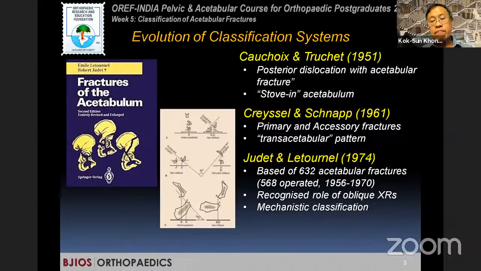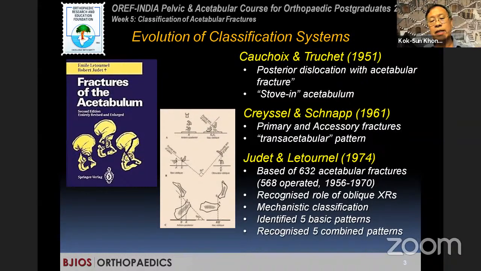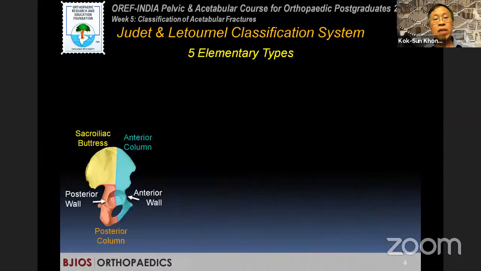And it was a mechanistic classification depending on the mechanism of injury. It was divided first into the first 5 basic patterns. And they also recognized another 5 combined patterns. So there are 10 categories, and I will go through one by one. It's remarkable that they did not have the benefit of CT scans at that time when they developed the classification. So it was all done by X-rays and the study of the cadaver.